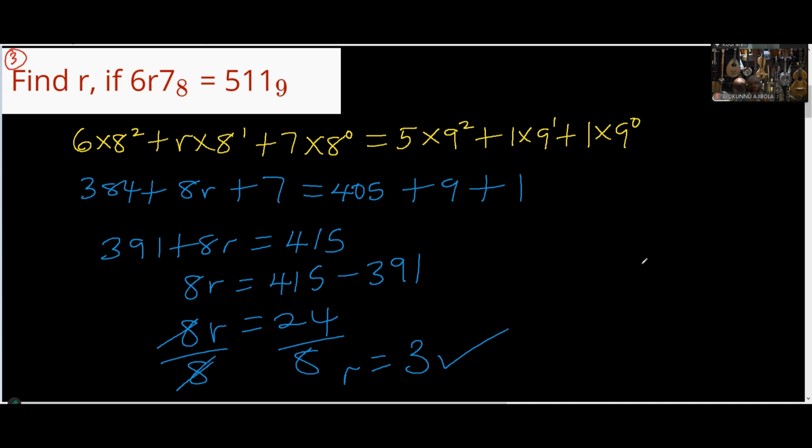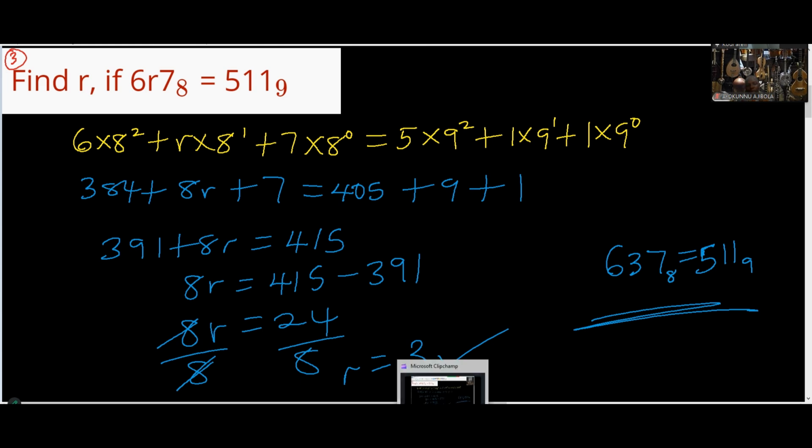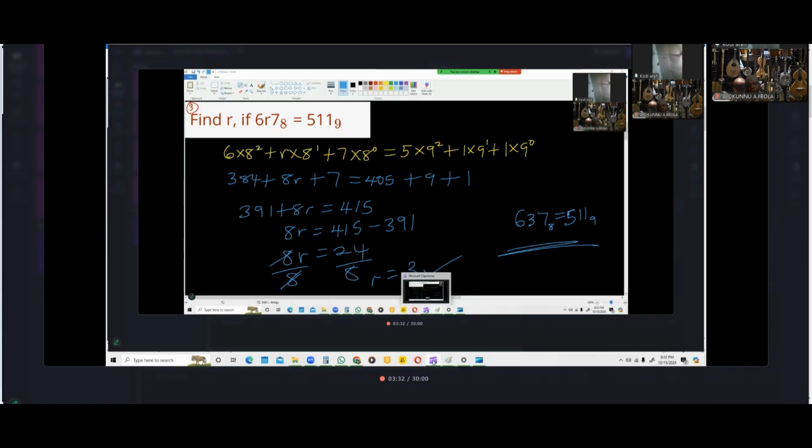That means what we're saying is that 637 base 8 equals 511 base 9. That is a story for another day, to check if it's correct or not, if it's equal or not. Thank you.